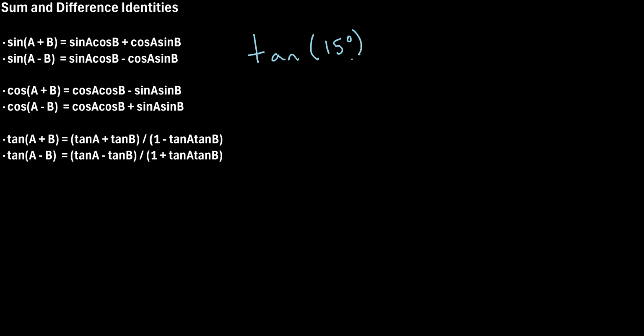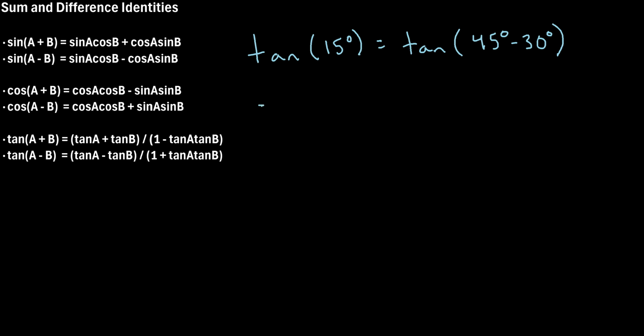Let's say we want to find the tangent of 15 degrees. Well, we can rewrite this as the tangent of 45 degrees minus 30 degrees, since 45 minus 30 is equal to 15. So let's refer to our tangent subtraction identity right here. So we have the tangent of a minus b is equal to the tangent of a minus the tangent of b divided by 1 plus the tangent of a times the tangent of b.